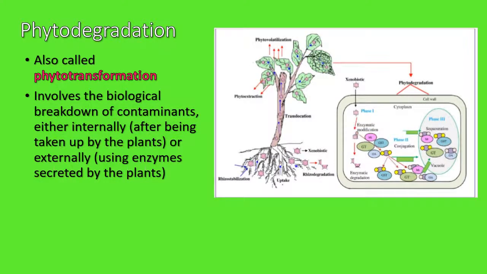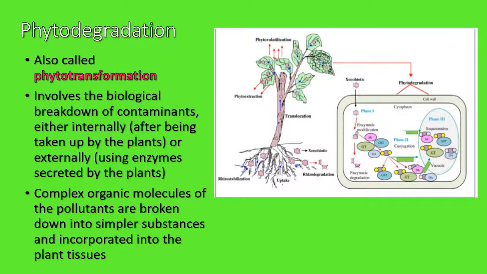It's also called phytotransformation, and it basically is just like what we've talked about with biodegradation by microorganisms in the past, only this time we're talking about in plants. So the plants themselves take up the contaminants, and sometimes they take up the contaminants and then carry out metabolic processes that break the contaminants down. Sometimes, however, instead of taking them internally, they'll just secrete enzymes externally that carry out the same process. So these complex organic molecules of the pollutants are broken down into simpler substances and generally incorporated into the plant.